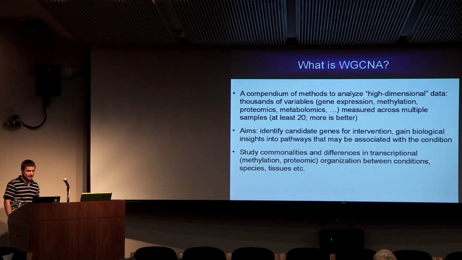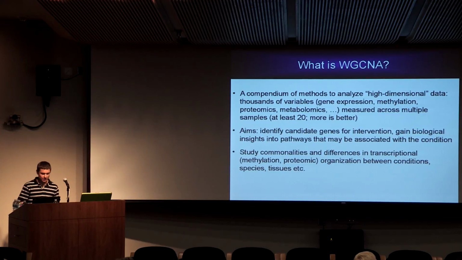So WGCNA, again, this is going to be a very brief overview, is a compendium of methods to analyze what is known as high-dimensional data. So for me, that means thousands up to perhaps millions of variables, which could be gene expression, methylation, proteomic, fMRI, metabolomics, and other data that are measured across multiple samples. And I want to emphasize that you need at least 20 samples. More is better.